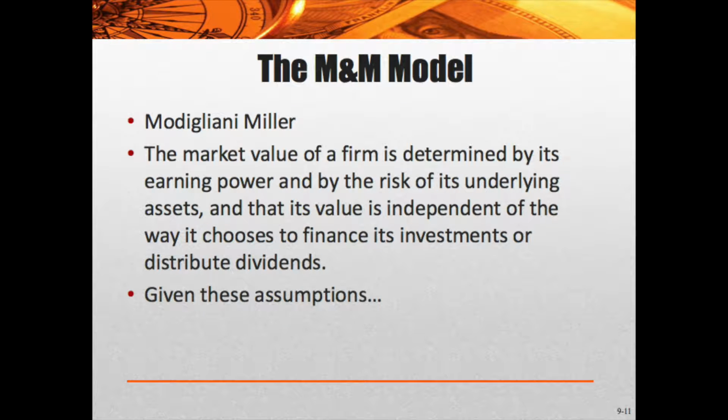Okay, let's talk about one of the major theories, the prime theory, the seminal theory on how to balance your bonds and stocks or your debt and equity in a firm. This was developed by two scholars named Modigliani and Miller, and it's aptly named MM theory or M&M theory. They came up with the theory that the market value of a firm is determined by its earning power and the risk of its underlying assets, and that value is independent of the way it chooses to finance its investments or distribute dividends.